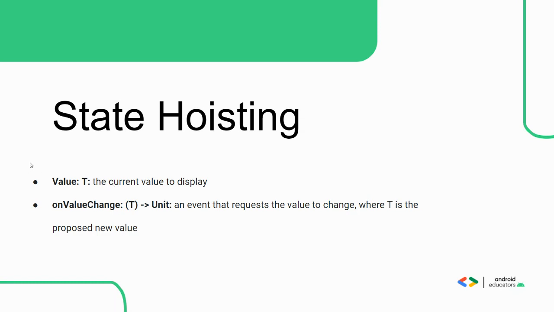Whatever remember variable you have created, just make it a parameter of that function. And if you have any event you want to react to, make it also a function here, onValueChange and maybe onClick listener, and then you can use that from your caller place. Whatever caller place you have, you can use it from there.